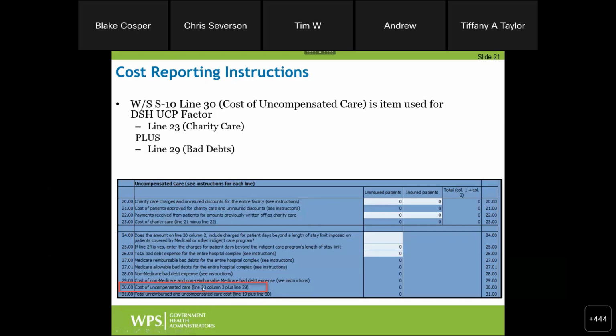Therefore, line 31 is irrelevant. Line 30 is what CMS focuses on. We don't audit this number directly because it's a flow number. It's a calculated number. But this is what they use for their uncompensated care payment calculations. As you can see in the instructions or in this label, line 30 is basically line 23, which is the cost of charity care, plus line 29, which is essentially the cost of bad debts, both Medicare and non-Medicare. I want to stress that point. The bad debts are both Medicare and non-Medicare.